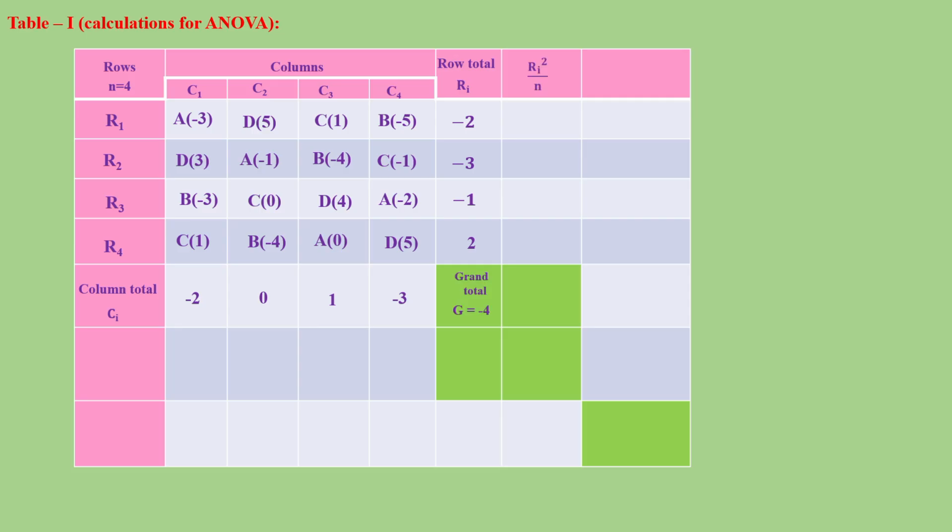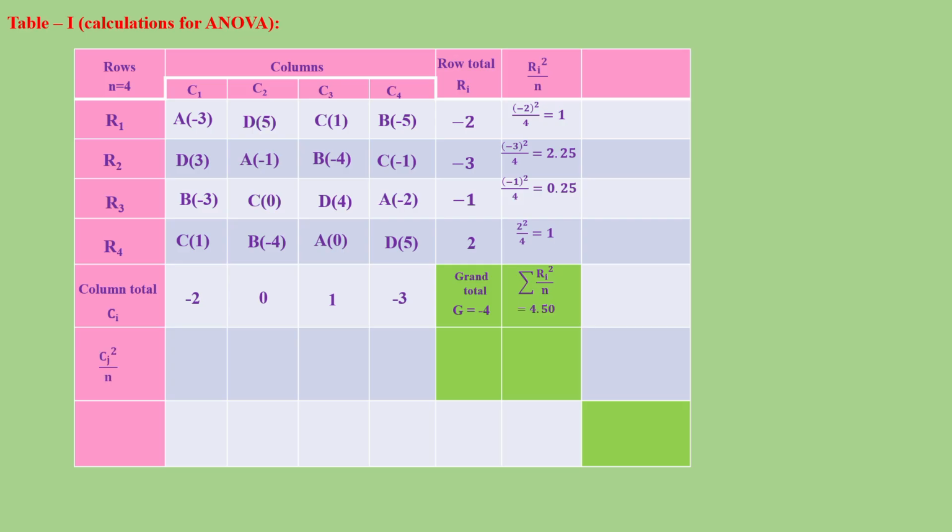Then find Ri square by n. Normally we use Ci, but here Ci and Ri are all equal to n, which is equal to 4. So R1 is minus 2, minus 2 square by 4, n is 4, that is equal to 1. Similarly, minus 3 square by 4, 2.25. Minus 1 square by 4, 0.25, and 2 square by 4, 1. Similarly for the columns Cj, just add all the numbers. You will get sigma Ri square by n equal to 4.5.